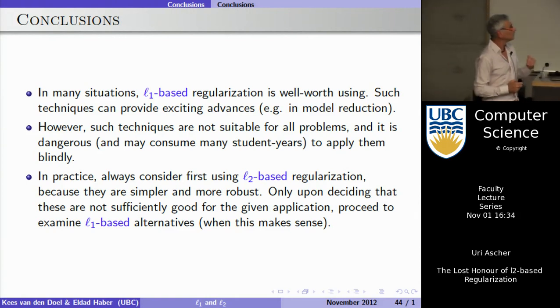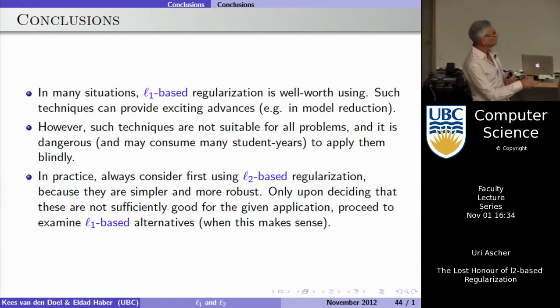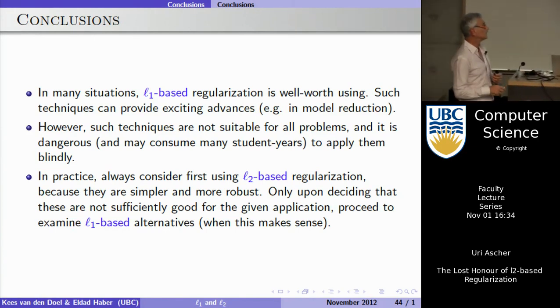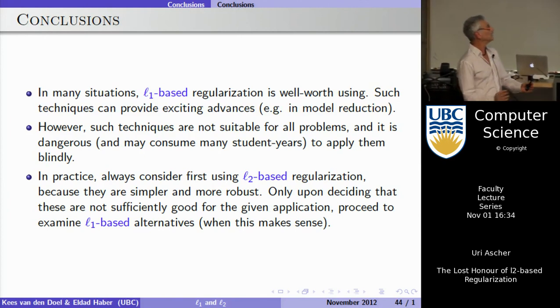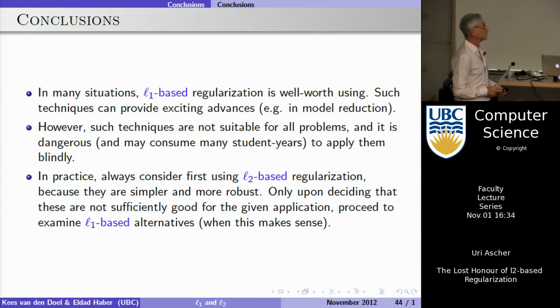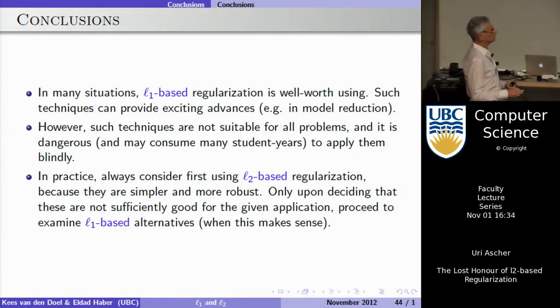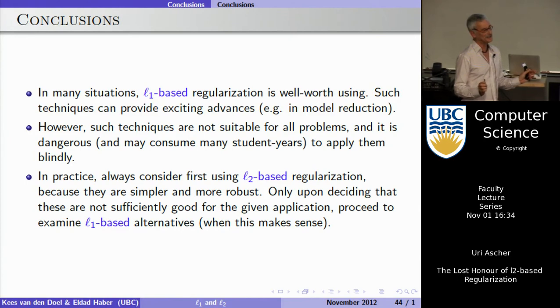But at the same time, it's important to understand that these techniques are not suitable for all problems. You have to be careful and to see under what situation, what is your problem, what's the situation with it? Do you have good enough data to worry about L1? Do you have reason to assume that you can actually compress things or sparsify things in a meaningful way? And in practice, my suggestion is still to say the default is L2 based, not L1 based. Okay? And you needed a reason for L1 based. That's all I have to say. Thank you.